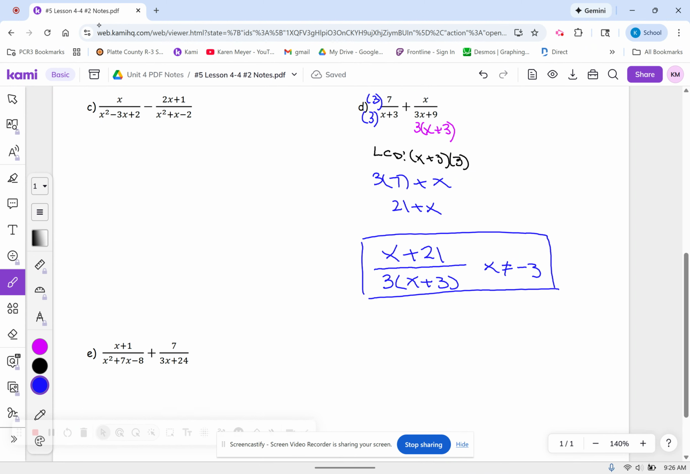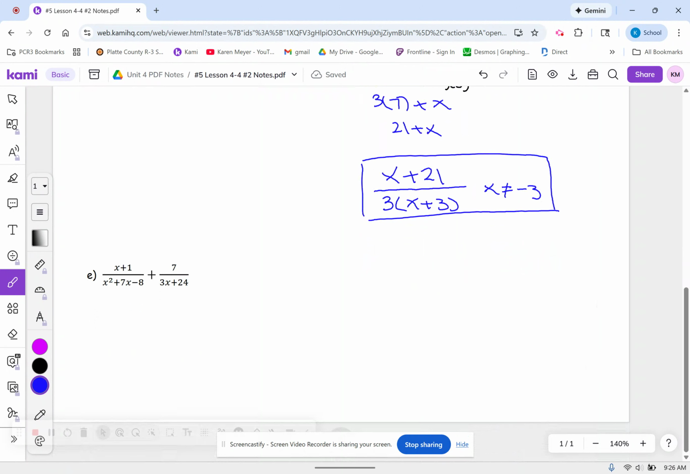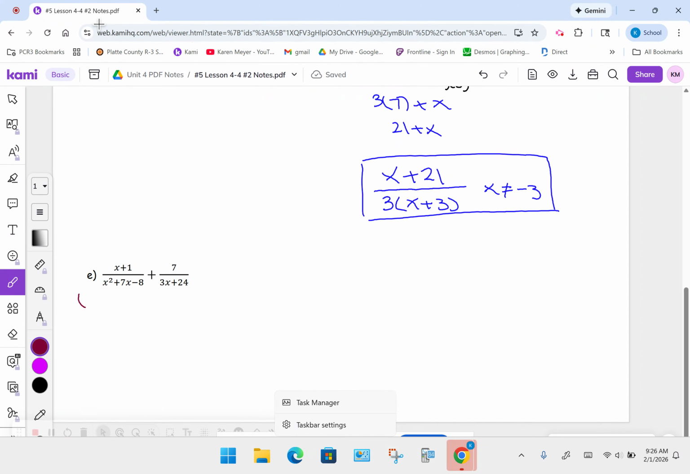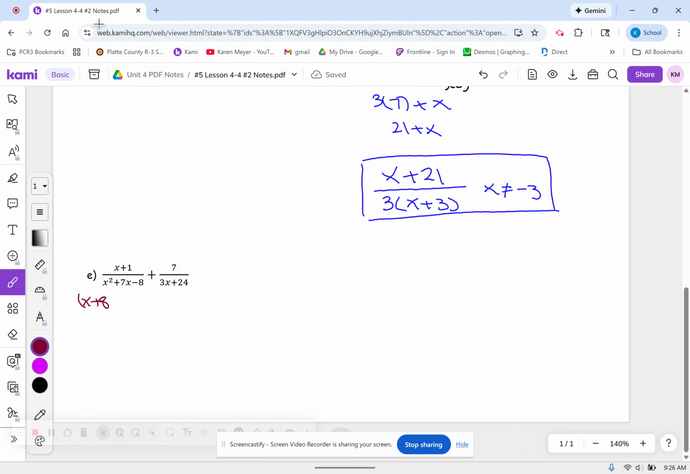Okay, so then let's go to the last addition question, E down here. The first denominator, I would fast factor. What multiplies for negative 8 that adds for 7? That would be a positive 8 and a negative 1. The other denominator, you should be thinking GCF, and I would take out a 3, which would give me 3 parentheses x plus 8.